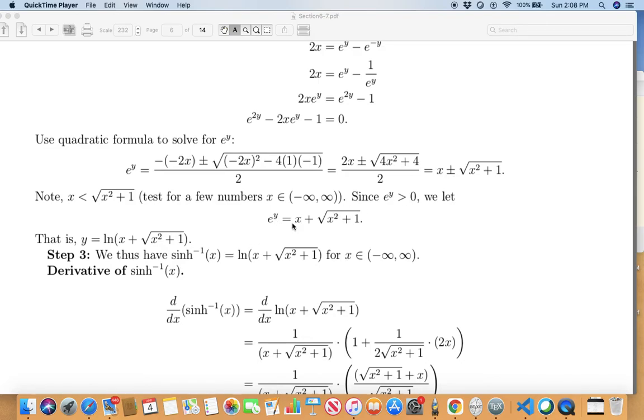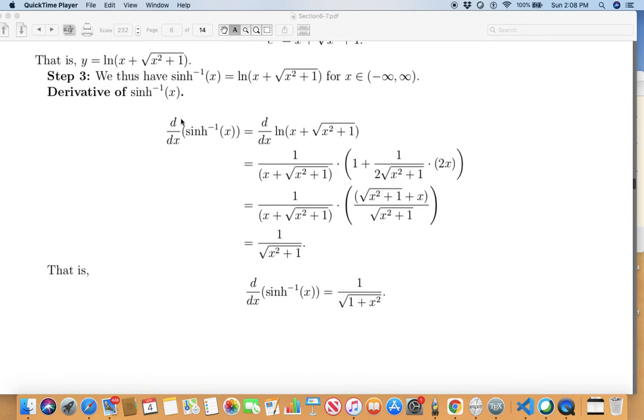E raised to y is x plus square root x squared plus 1. In other words, y is the natural log of x plus square root x squared plus 1. In other words, you have found the sine hyperbolic inverse function. Sine hyperbolic inverse of x is natural log of x plus square root x squared plus 1, and this is defined for every x in the number line.